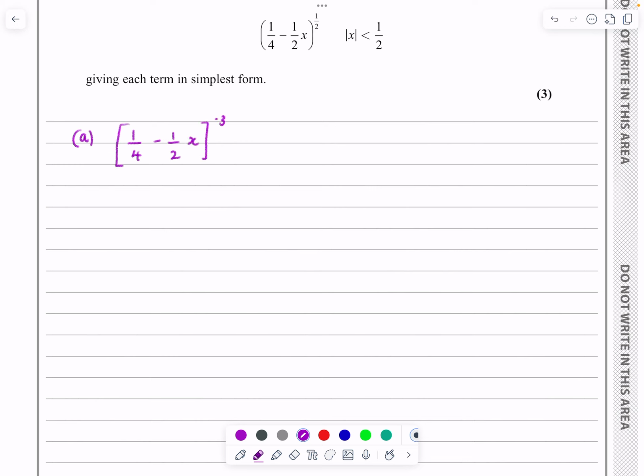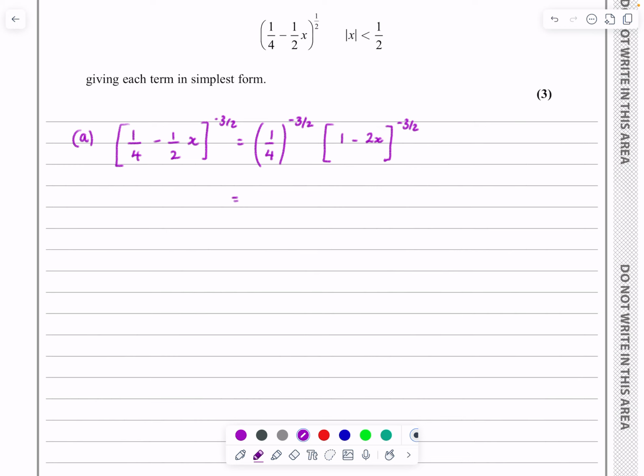all to the power of minus 3 over 2, and I'm going to take that quarter out. So if I take a quarter out, just be careful, it's not a quarter that I'm taking out, it's a quarter to the power of minus 3 over 2. But in effect, to take that quarter out, I'm multiplying everything inside by 4. So if I multiply that by 4, I get 1. And if I multiply half x by 4, I get 1 minus 2x, all to the power of minus 3 over 2. So I'm going to be expanding that.